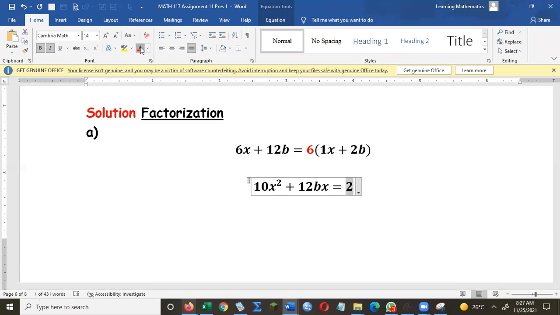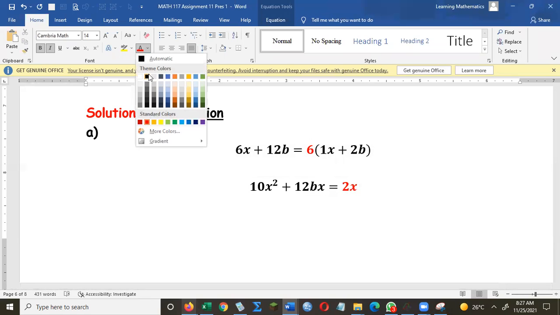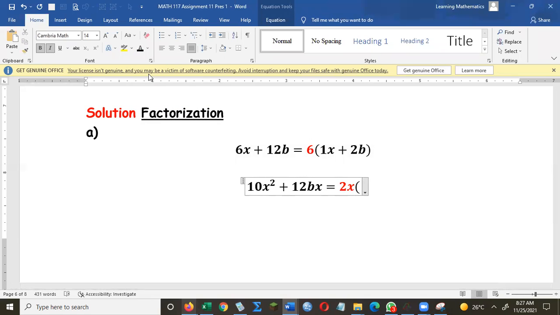And then x is also common because you can get an x in x squared and you can get an x in x. So x is also common. And then you open the bracket. For you to know what is coming into the bracket, you have to divide each term by what you put in front of the bracket, by the highest common factor. So we have to divide 10x squared by 2x.